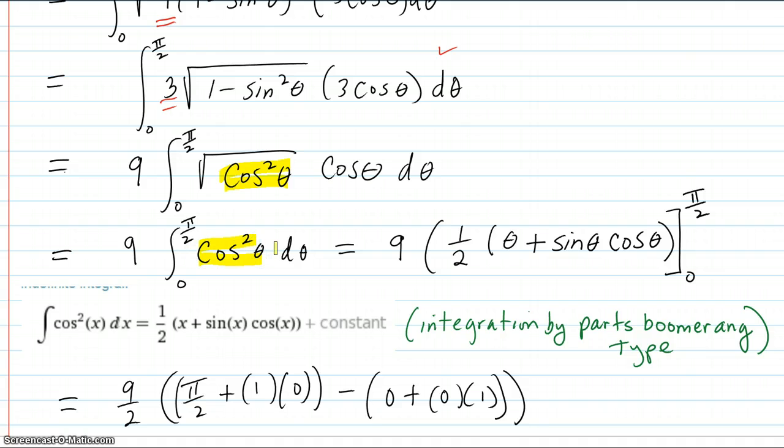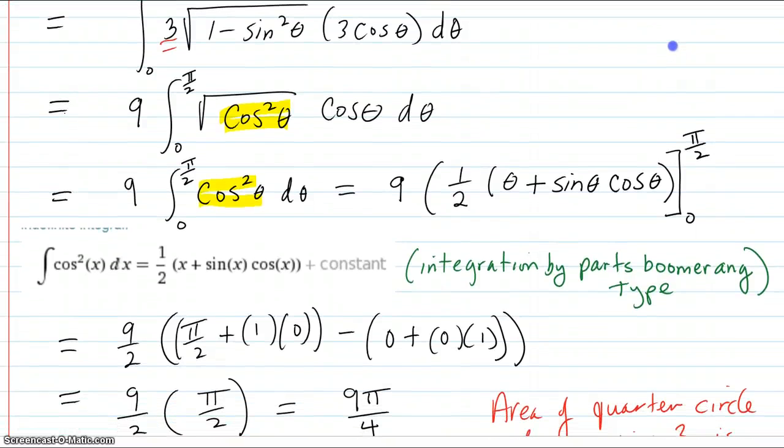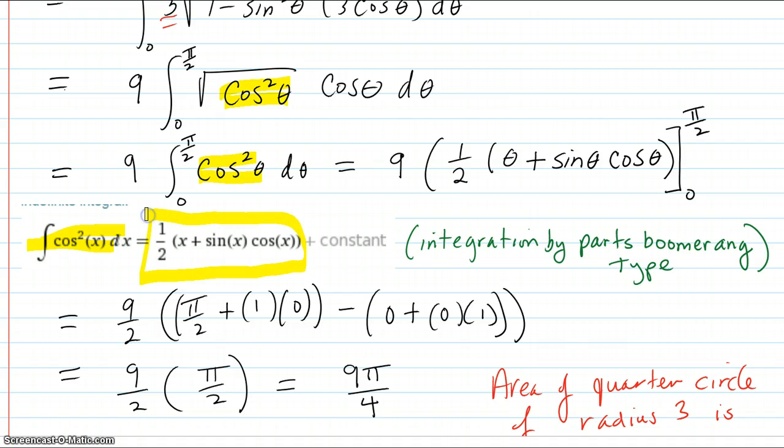And that's a parts problem, which we've already done in the past. That's a boomerang type. I put it into Wolfram Alpha. I could have looked it up in the table, or we could have done it here, but I didn't feel like doing it in the video again. So that's just going to be this right here. This is your antiderivative. Okay, so then I put that in right here.